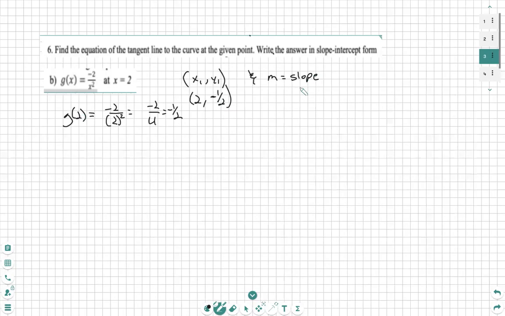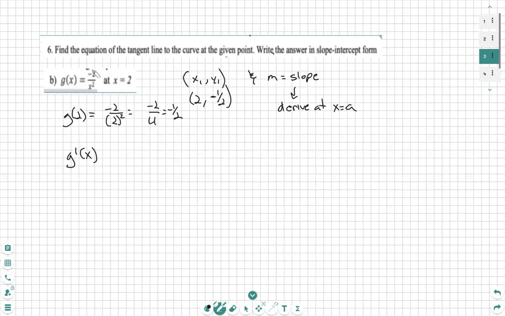Next, we need to find the slope. The slope is the derivative. The slope, we're just going to derive at that point of x. We'll call it x1 for now, or we'll call it a. That'll be less confusing. So what we're going to do is find g prime of x first.